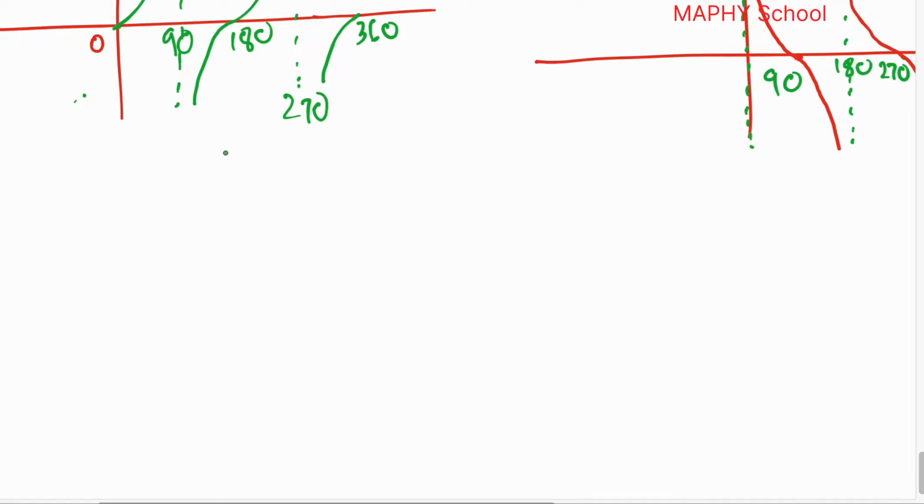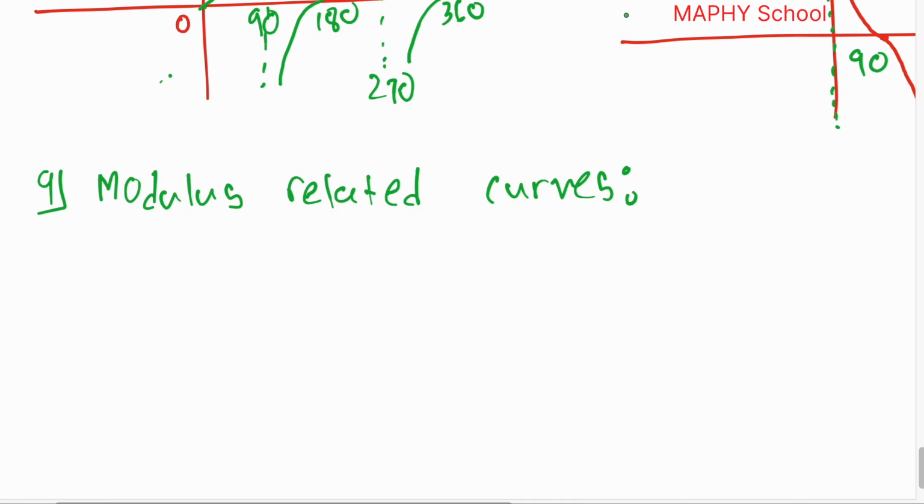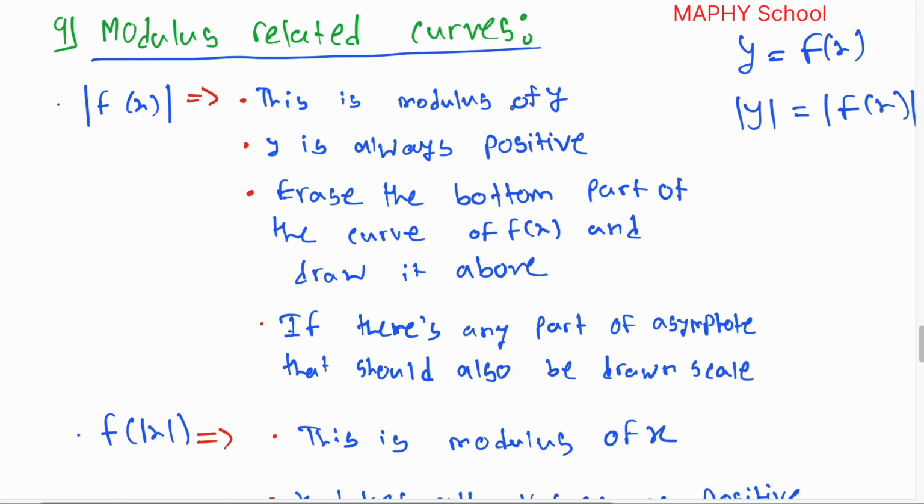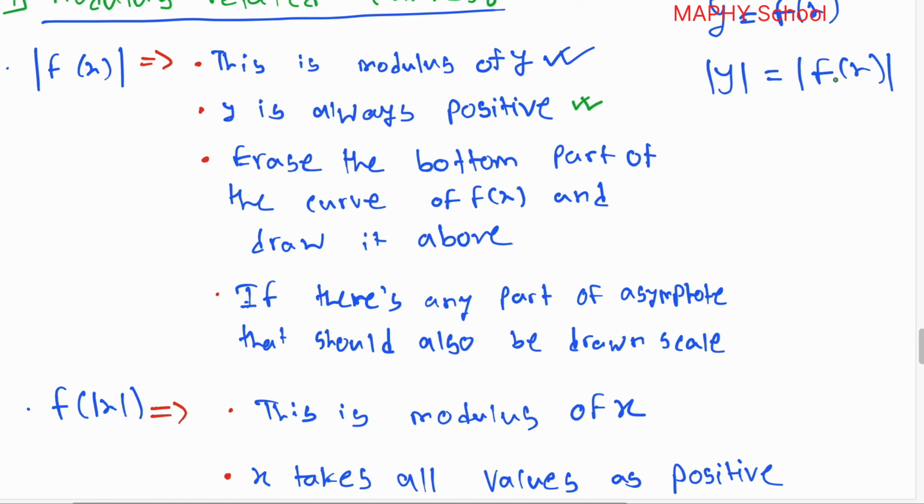Now we are going for modulus related curves, which is number 9. First of all we have modulus of f of x. For example, y equals f of x. Now y whole modulus, that means modulus of f of x, is basically the modulus of y. Y is always positive. Modulus means that you make any negative value positive, and any positive value remains positive. That means y is always positive.